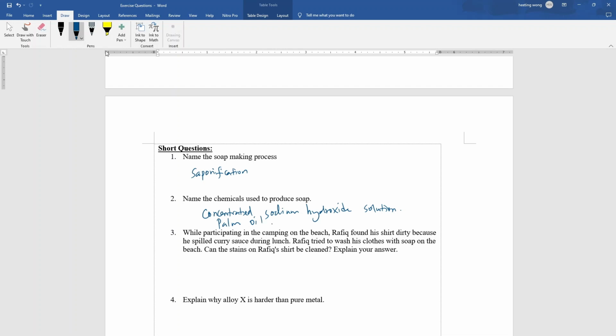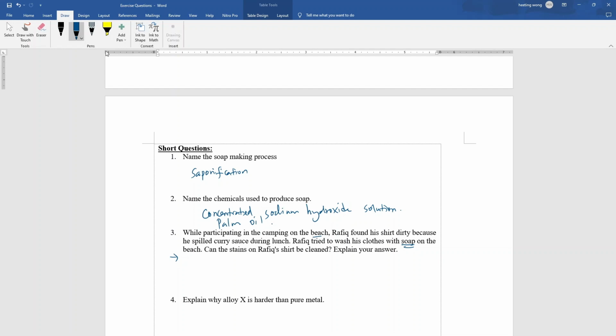Okay, next, while participating in the camping, on the beach, he wants to try to wash the cloth with the soap. So can it be clean? Explain your answer. So you have to mention, this one I think you should be able to explain. So first you say cannot be clean. Okay, why?